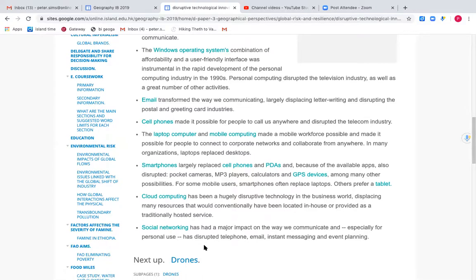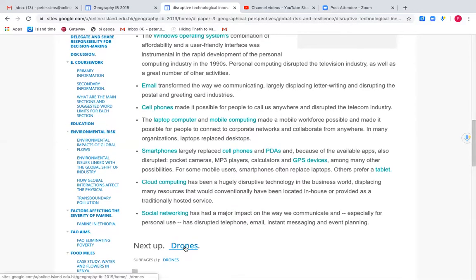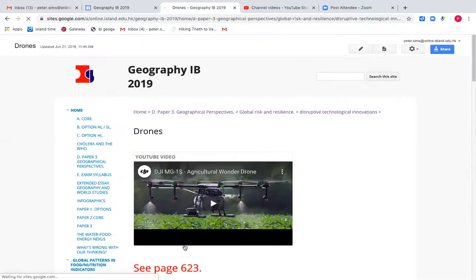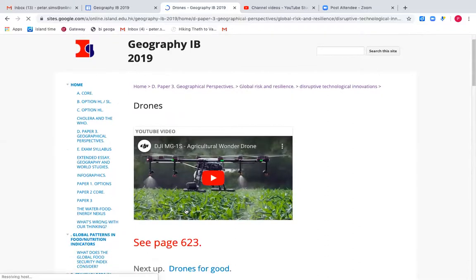So one of those technologies, and we have looked at them before, are drones. And I'm really into drones. I think they're absolutely fantastic. I personally do own one. That's one of those DJI ones. I just use it for video making.